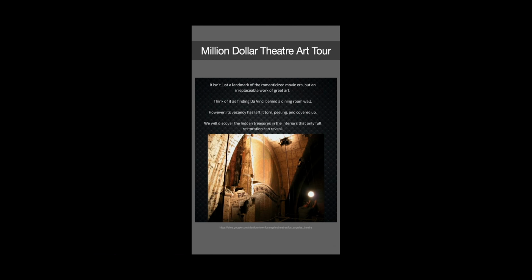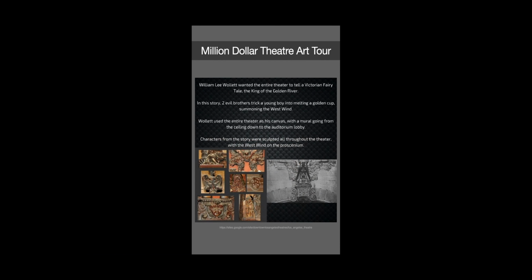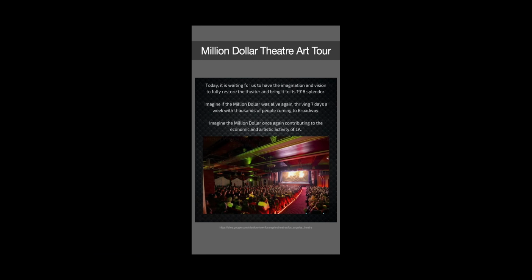One example of this approach is a tour created for use inside the $1 Million Theater. Above the ceiling in the main lobby is a series of murals that have been hidden away for decades. These murals and other elements in the theater depict the scenes from the Victorian fairy tale, The King of the Golden River. The tour allowed the viewer to see information about elements both visible and hidden. The tour ends with emphasizing the importance of preserving these architectural treasures for future generations.